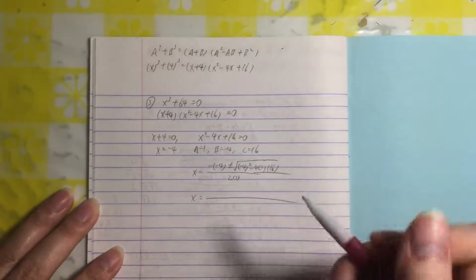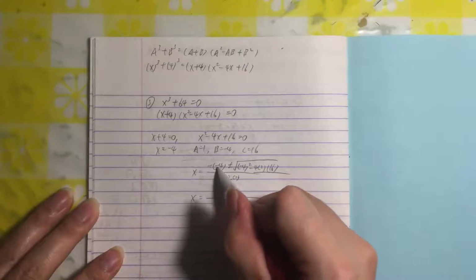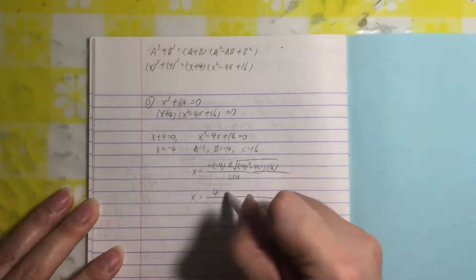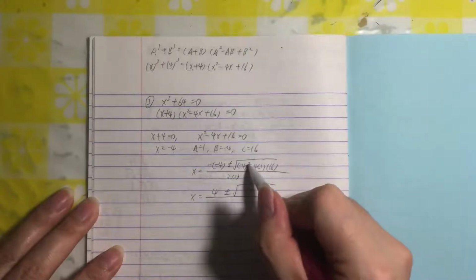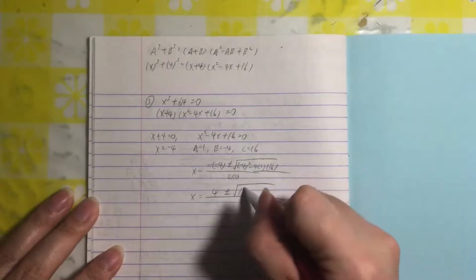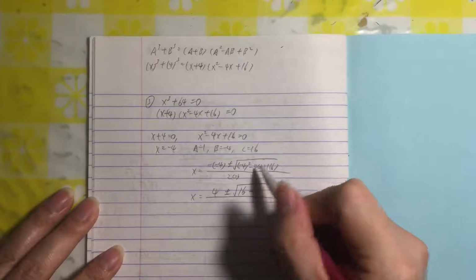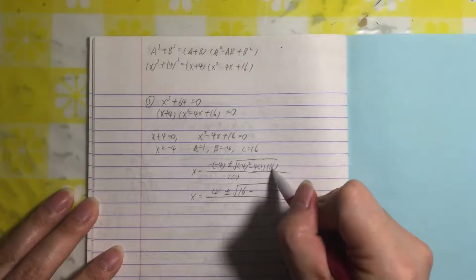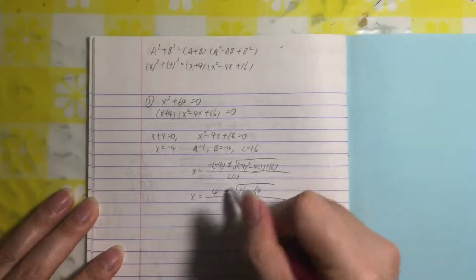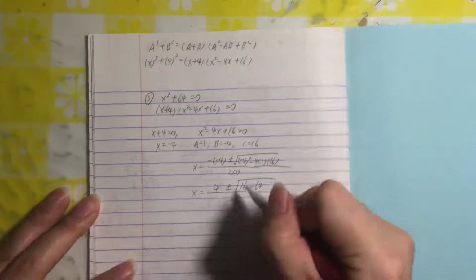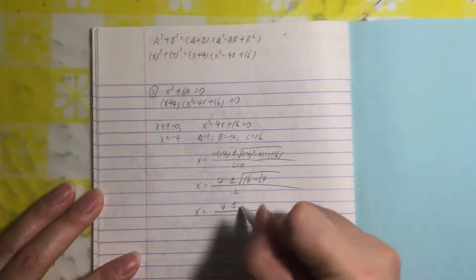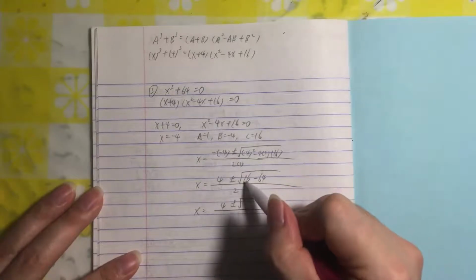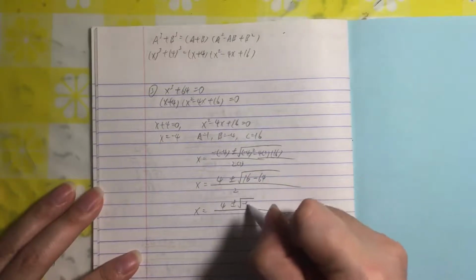Then simplify. Negative -4 is +4 plus or minus square root of -4 squared is 16 minus 4 times 1 times 16 is 64. On the bottom, 2 times 1 is 2. Then simplify. We get 4 plus or minus square root of 16 minus 64 is -48.